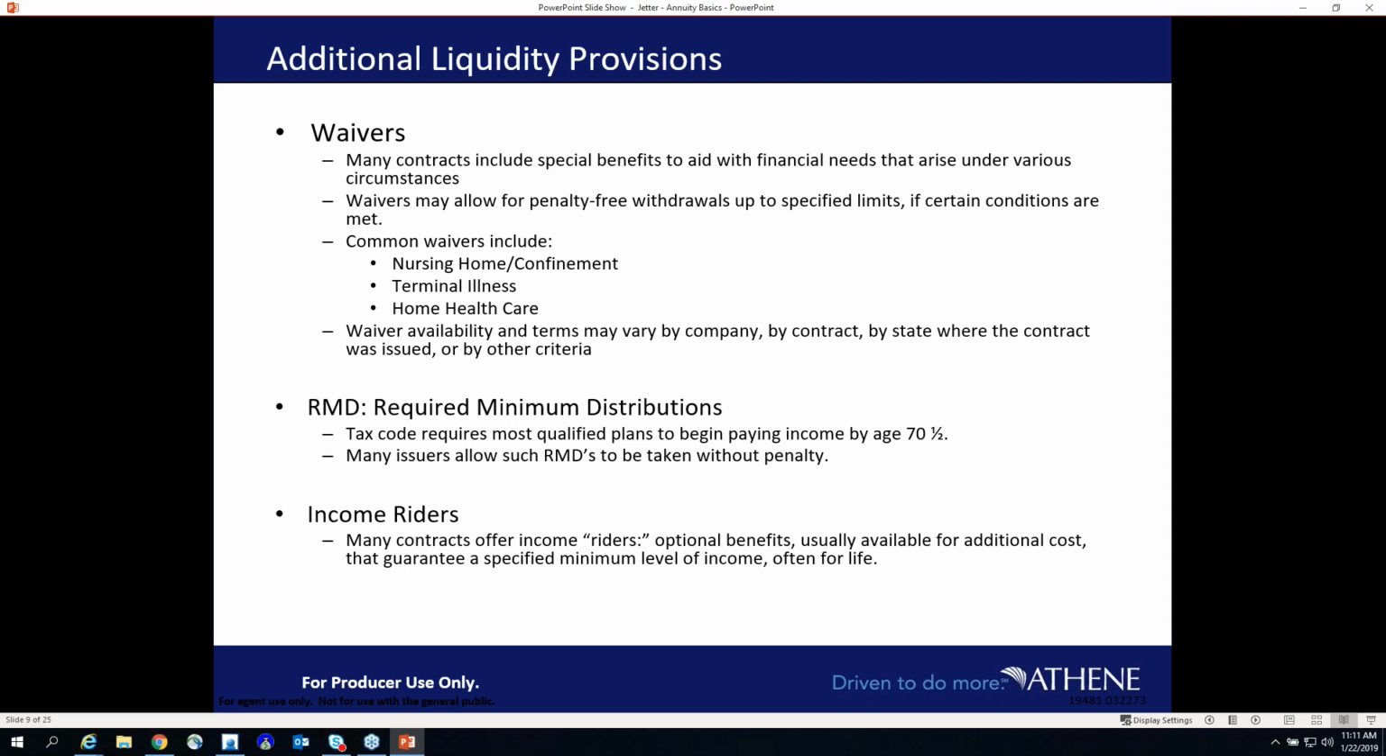We also offer income riders. Income riders are available on many contracts. They offer optional benefits, usually available for a cost, that guarantee a specific minimum level of income, often for life. So income riders are available on many, many different contracts. The real beauty of an income rider is that once you turn that income on, we do guarantee that that income will be paid to the clients for the rest of their life if you're using an income rider type of product.